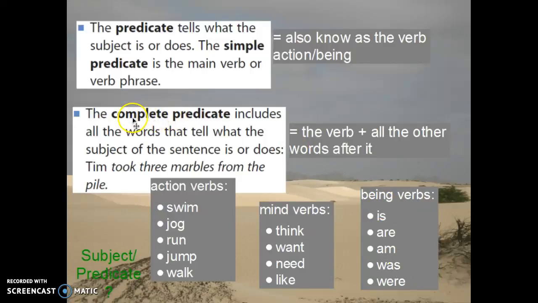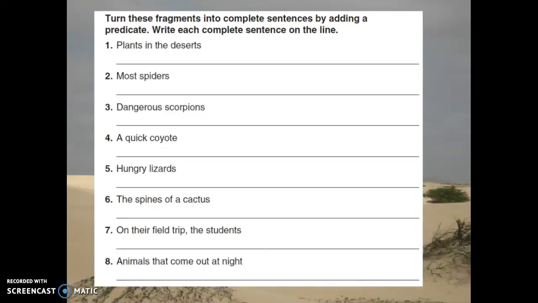And last but not least, the complete predicate includes all the words that tell what the subject of the sentence is or does. So Tim, and this would be the complete predicate, starts right here, took 3 marbles from the pile. That's the complete predicate. It's the verb plus all the words that come after it. Let's take a look at some examples.